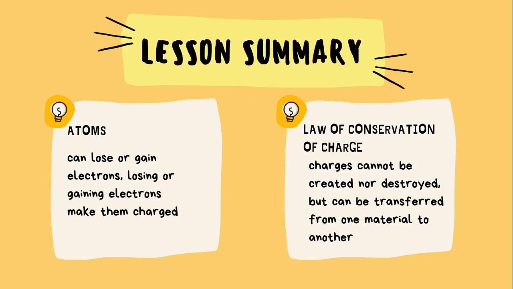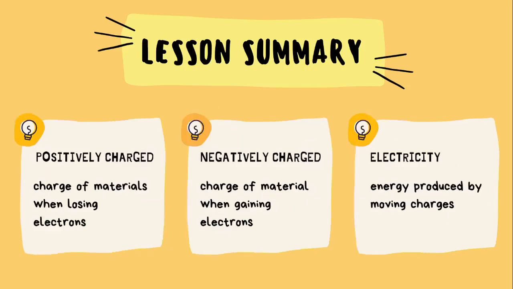To summarize, atoms can lose or gain electrons. Losing or gaining electrons make them charged. Law of conservation of charge says that charges cannot be created nor destroyed, but can be transferred from one material to another. Positively charged is the charge of materials when losing electrons. Negatively charged is the charge of material when gaining electrons. Electricity is energy produced by moving charges.